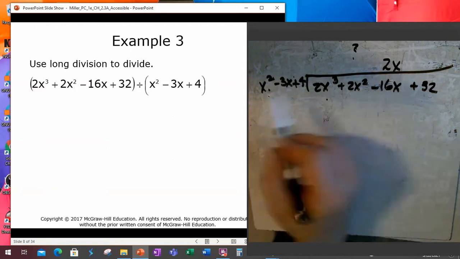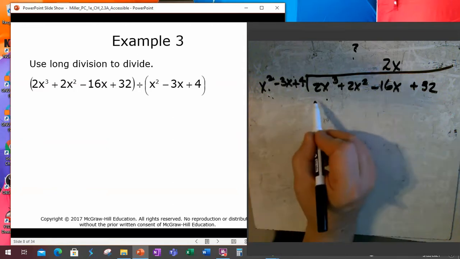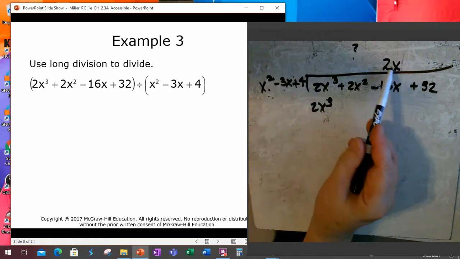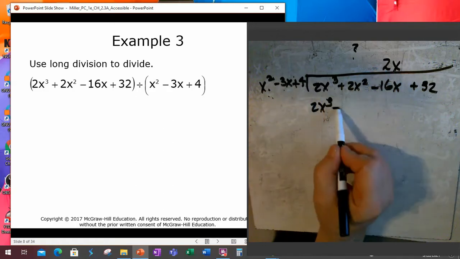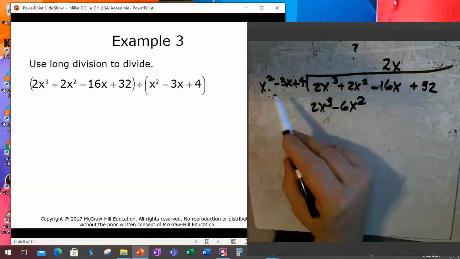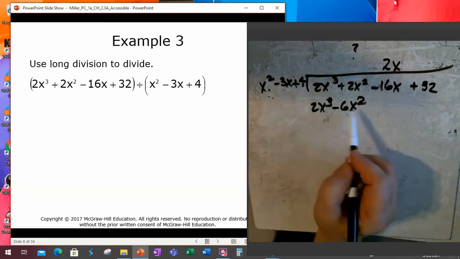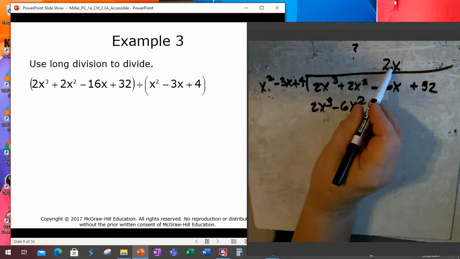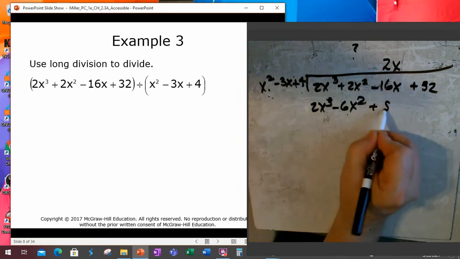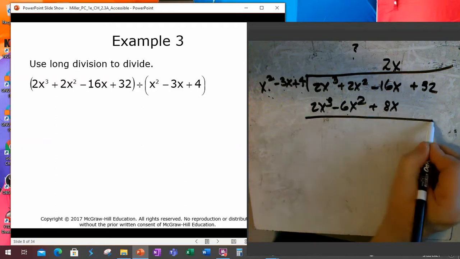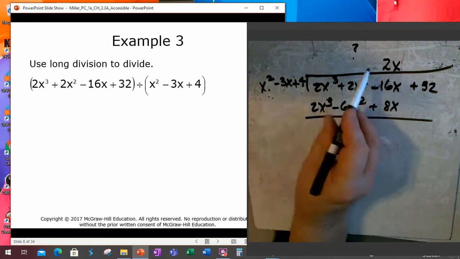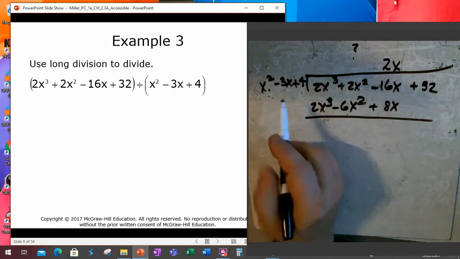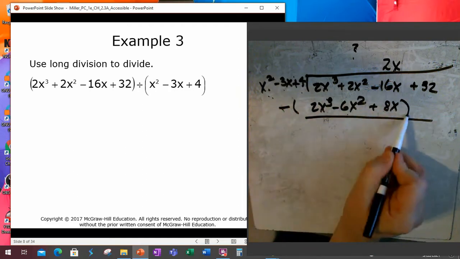And then I start: 2x times x squared, 2x cubed. 2x times minus 3x is minus 6x squared. 2 times negative 3 is negative 6, x times x is my x squared. Plus 4, 2x times 4 is plus 8x. Okay? So once I did this, I continue multiplying until I finish out, no matter how long I need to go. Okay? And then I just subtract all of this.